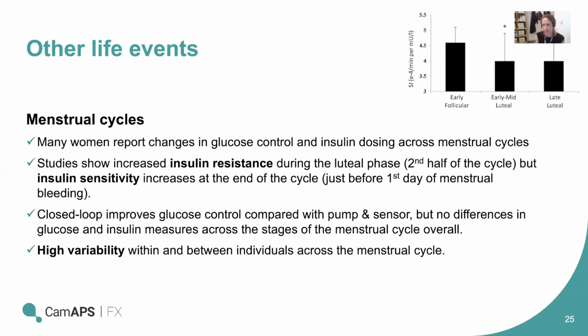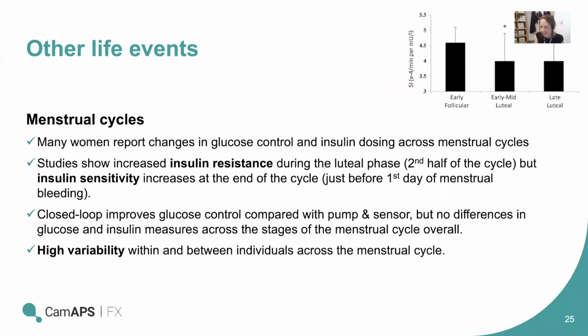But with a closed loop system, which is constantly adjusting your basal insulin requirements, it tends to manage it really well. I think there's only just been one study done, which was a very small study, and all it showed really was that closed loop can improve glucose control compared with sensor augmented pump therapy, a non-automated system. But it showed in a very small sample size that there weren't obvious differences in glucose and insulin measures across the different stages of the cycle overall, which points towards this really high variability between different individuals, but also within individuals.